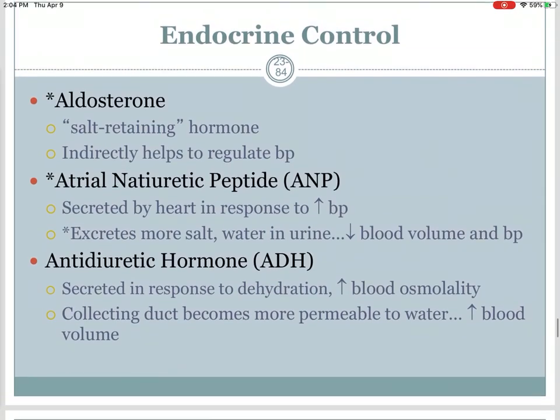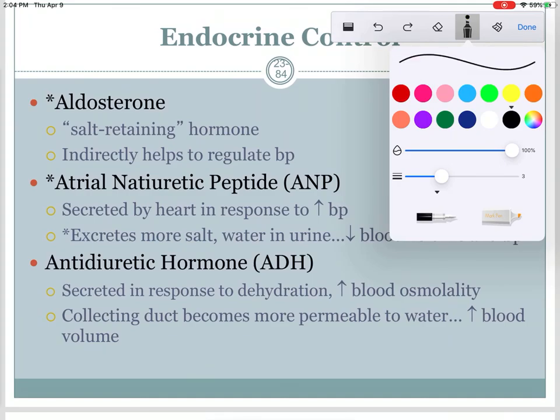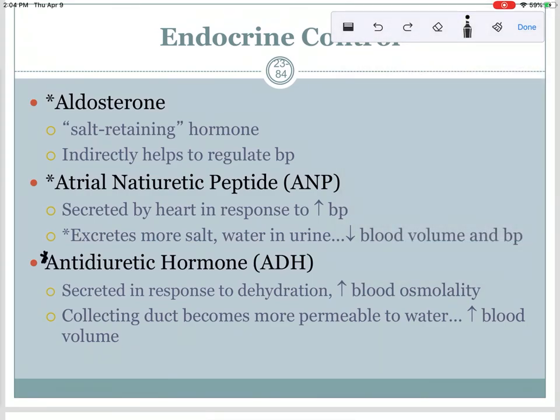I talked about aldosterone, and I talked about ADH, but I do want to introduce a hormone called atrial natriuretic peptide hormone. So actually, I'd like you to know all three of these. Two of them we've already talked about. Aldosterone is our salt-retaining hormone. Antidiuretic hormone is our water-retaining hormone. They both act in the kidneys. They tend to act in the loop of Henle. ADH is our water-retaining hormone.